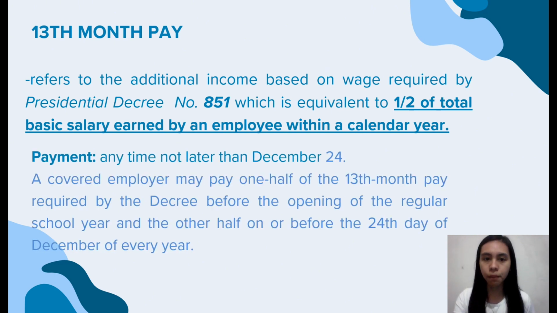So the covered employers should pay the 13th month pay anytime not later than December 24. However, the covered employer may pay one half of the 13th month pay required by the decree before the opening of the regular school year, and the other half on or before the 24th day of December of every year. So this is the option of the covered employers, which is stated in Section 5 of Presidential Decree number 851.